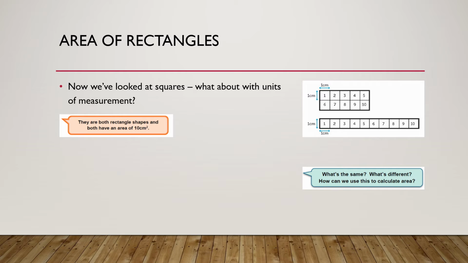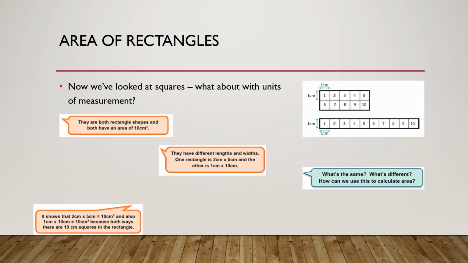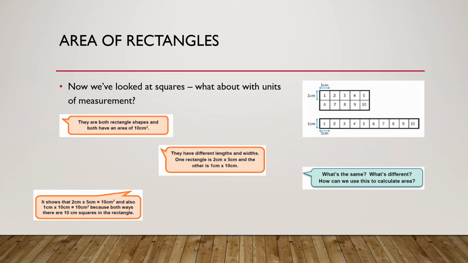Now, how can I use this to calculate the area? Well, one is 2 times 5 and one is 1 times 10. 2 times 5 is 10, 1 times 10 is 10. And they show that 2 times 5 is 10 centimeters squared, but also there are 10 centimeter squares in each rectangle. Just like before, we kept the same number of squares in the rectangle.